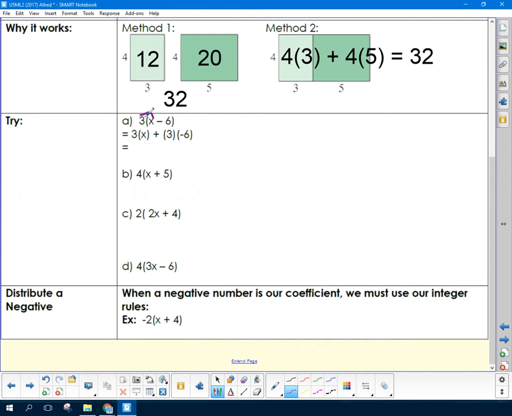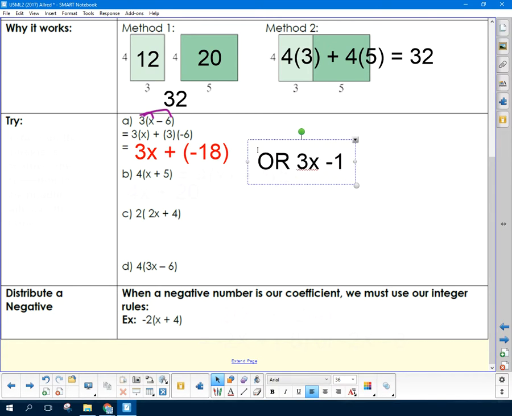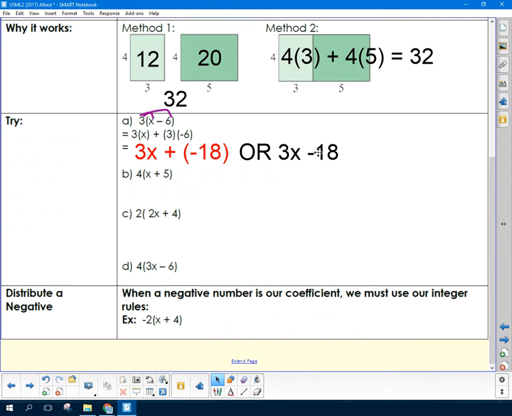3 times (x minus 6). 3 distributed to x minus 6. 3 times x is 3x, and then that minus sign is going to stay there. 3 times 6 is 18. So my final answer there is 3x plus negative 18, or also known as 3x minus 18. Those are the same thing.